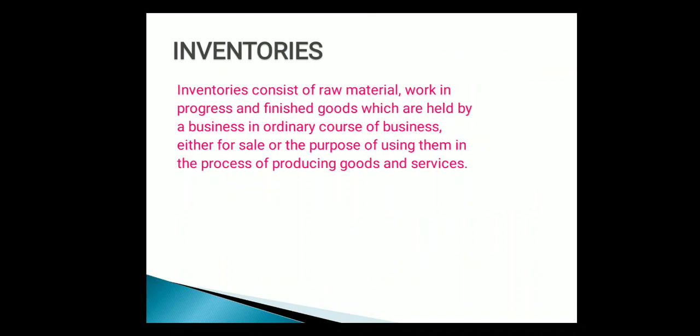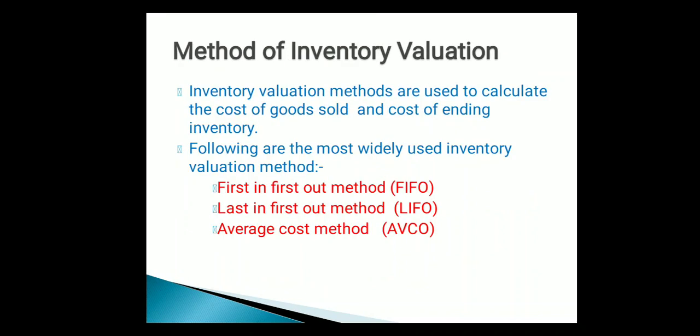Now basically, what is inventory? Inventory consists of raw material, work in progress and finished goods which are held by a business in the ordinary course of business either for sale or for the purpose of using them in the further processing of goods.